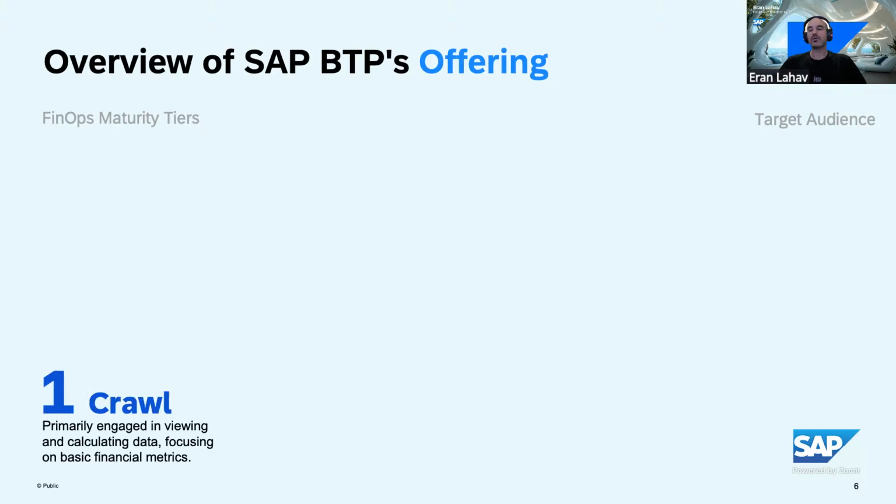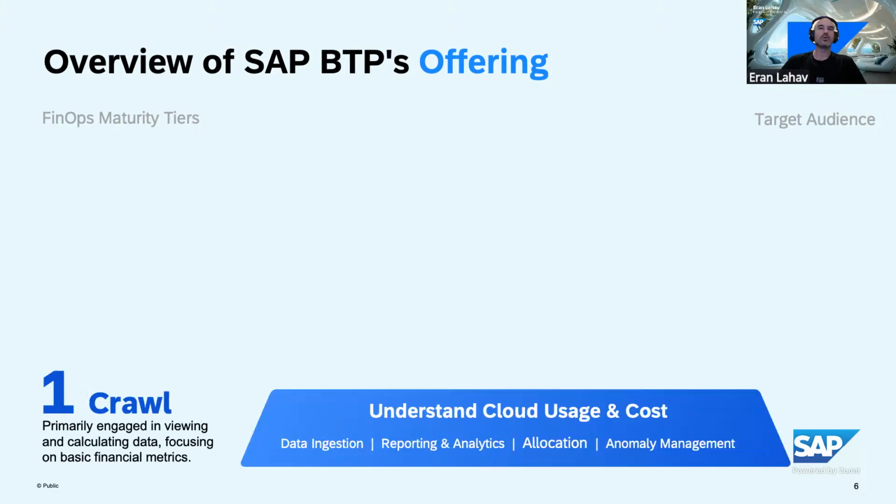We can start with the first layer, the crawl, meant for those global account admins who need to understand that the account is operated normally and the data is flowing in, and they can see the reporting and analytics, and do basic allocation of costs between their entities. We call it the crawl layer. This is just keeping everything in place from a technical or general point of view.